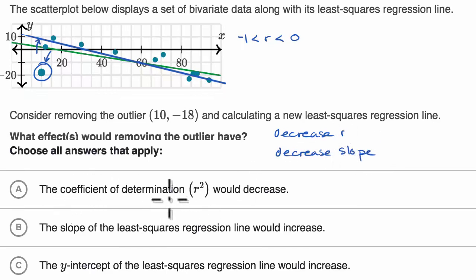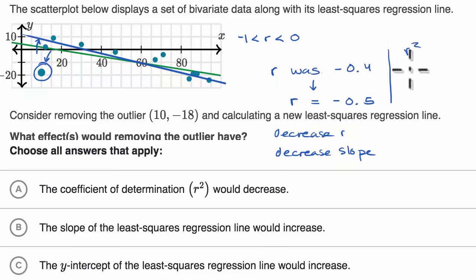The coefficient of determination R squared would decrease. So let's be very careful. R was already negative. If we decrease it, it's going to become more negative. If you square something that is more negative, it's not going to become smaller. Let's say before you remove the data point, R was, I'm just going to make up a value, -0.4, and then after removing the outlier, R becomes more negative, and it's going to be equal to -0.5. Well, if you square this, this would be positive 0.16, while this would be positive 0.25. So if R is already negative, and if you make it more negative, it would not decrease R squared, it actually would increase R squared. So I will rule this one out.